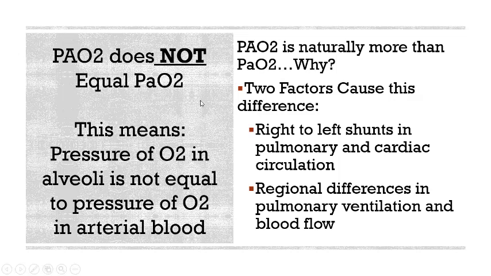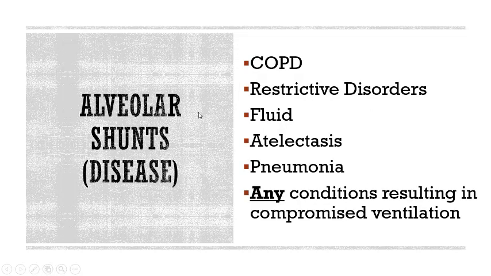The reason that you don't is because of these regional differences in your lung and because of this right to left shunt. So your arterial oxygen level is always going to be a little bit lower than the pressure of oxygen that you have in your lung. And it's because of these two shunts that occur naturally. The other component of shunts that we're going to talk about is your alveolar shunts.